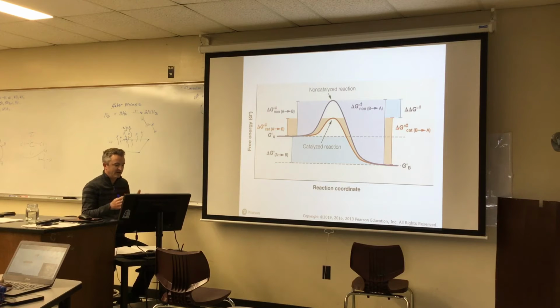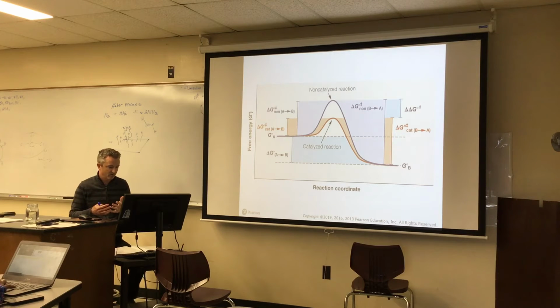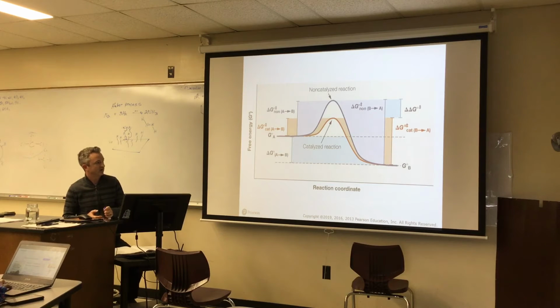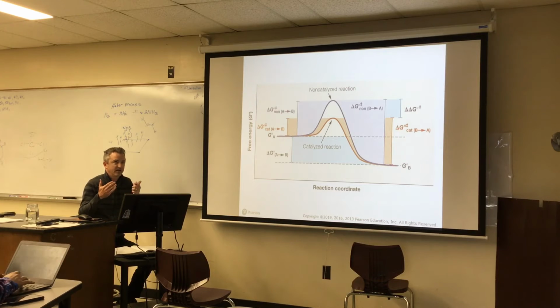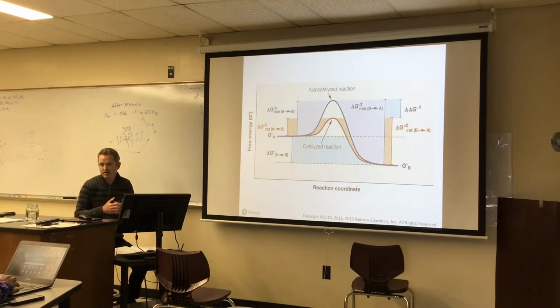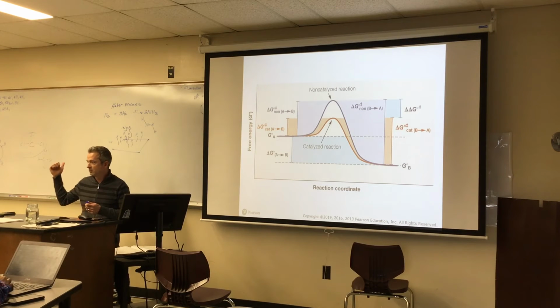Here is the catalyzed, non-catalyzed reaction coordinate diagram that you have seen over and over again in many classes. How does a catalyst lower that energy? What are the ways that it can do this? I already showed you one up here.